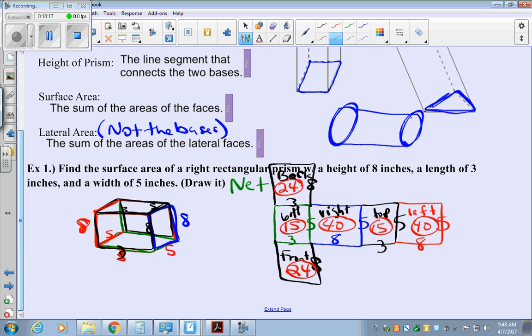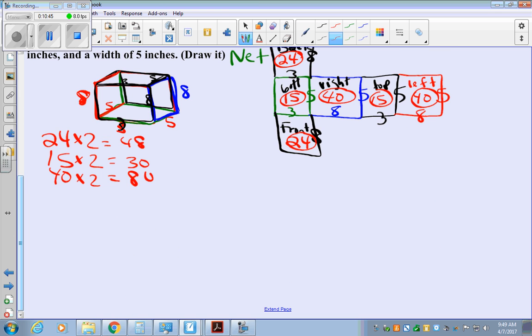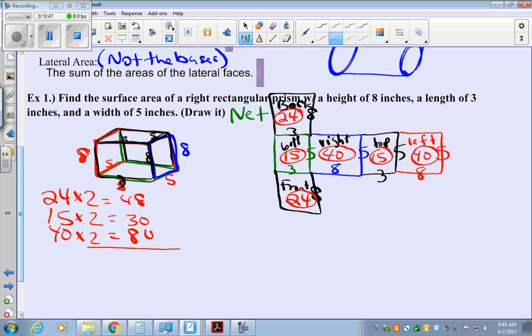Okay. So now we have to add all those together. Thankfully, with a rectangular prism, I have 2 of each. So I'm going to take each of my measurements and each of my areas and multiply it by 2. I have 2 24s, I have 2 15s, and I have 2 40s. So that's 48, that's 30, and that's 80. All we have to do is add those together, and our surface area is in inches squared.